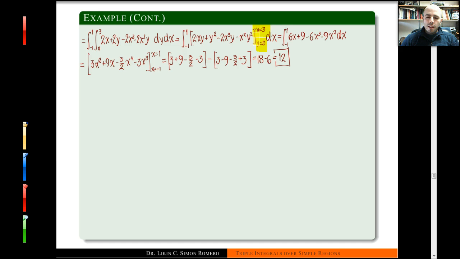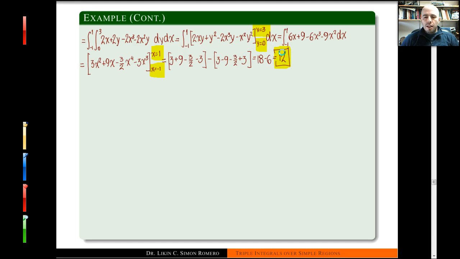Then I plug in what y is equal to 3 and y is equal to 0, and I obtain this, and then I integrate with respect to x, that is my last variable, and I'm going to plug in x equal to 1 and x equal to -1 here, and I am going to obtain that the answer is 12.